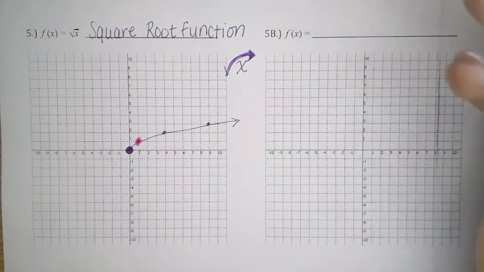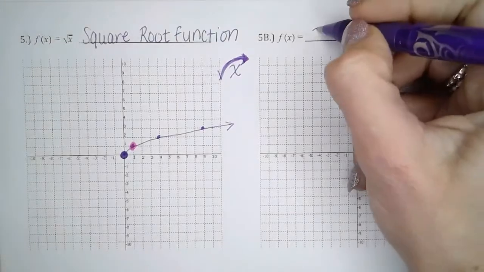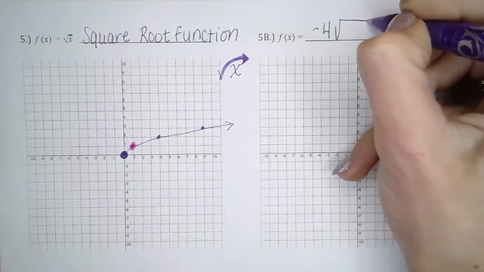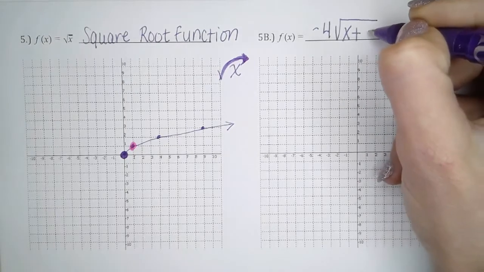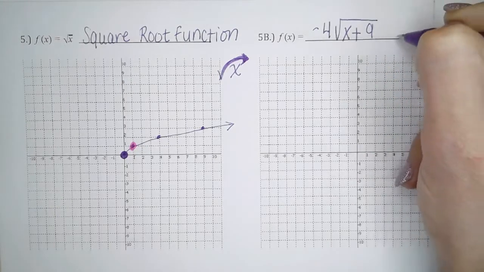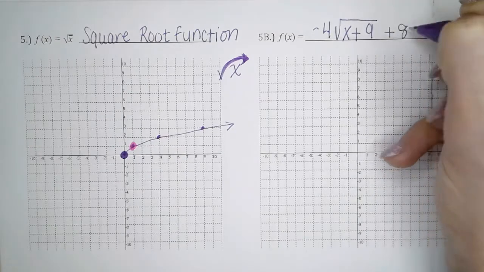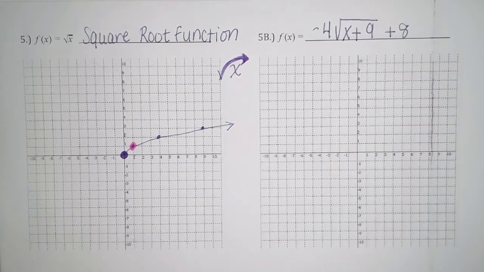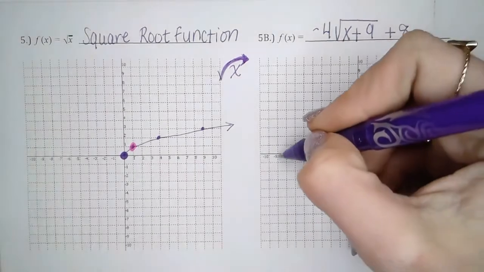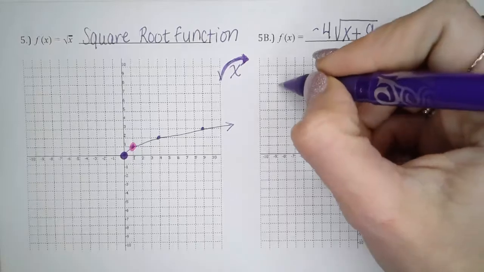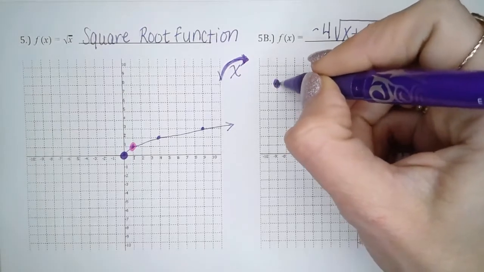So next, a transformed version of this. Let's do negative 4 square root of x plus 9, plus 8. Okay. I'm going to go left 9. I'm going to go up 8. Puts my starting point right over there.